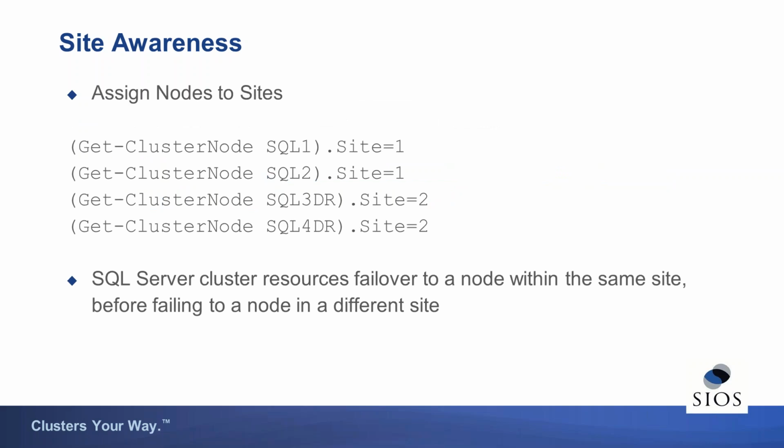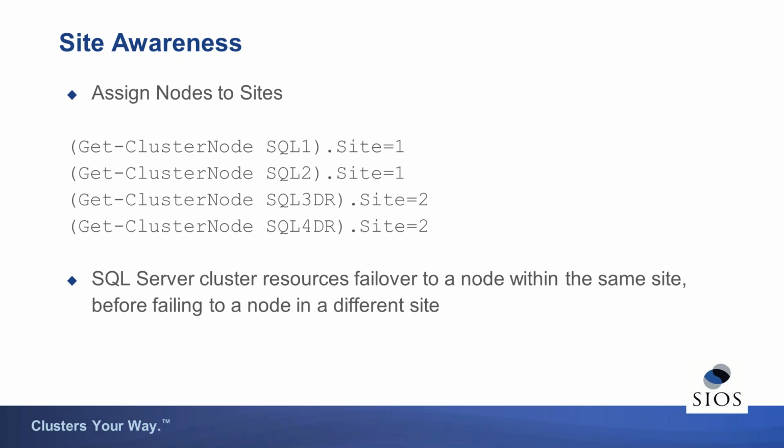Configuring site awareness has to be done through PowerShell. And here's an example where I have 4 servers. 2 servers called SQL 1 and SQL 2 in my primary site, and then 2 servers in my DR site called SQL 3 DR, SQL 4 DR. And so I'm setting the 2 local servers, SQL 1 and SQL 2, to site 1, and then SQL 3 and SQL 4, I'm setting to site 2.